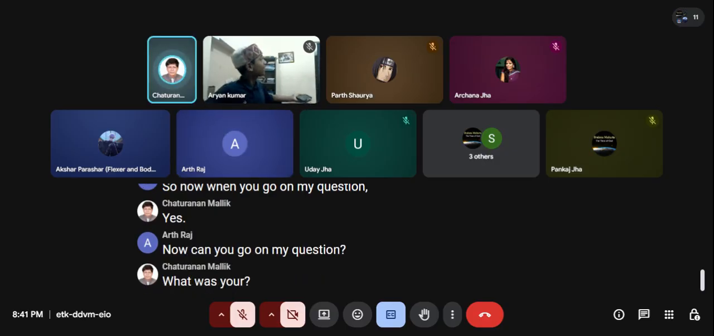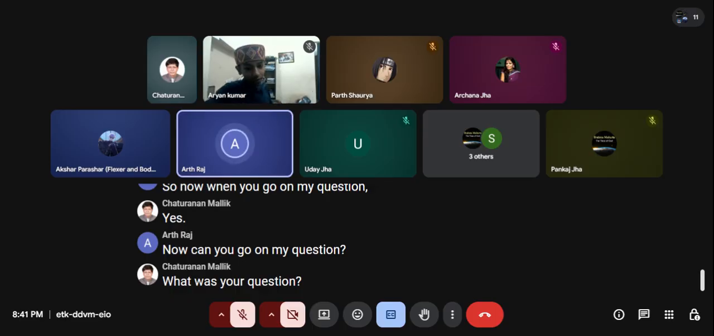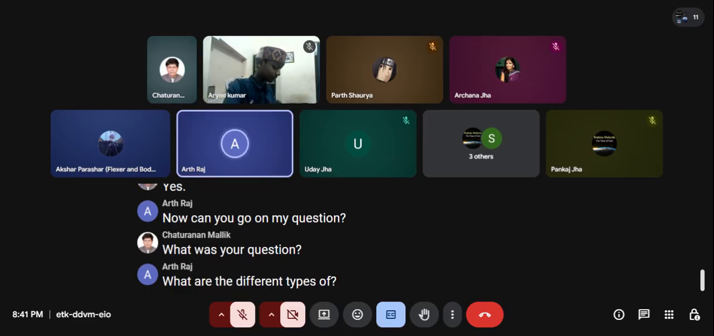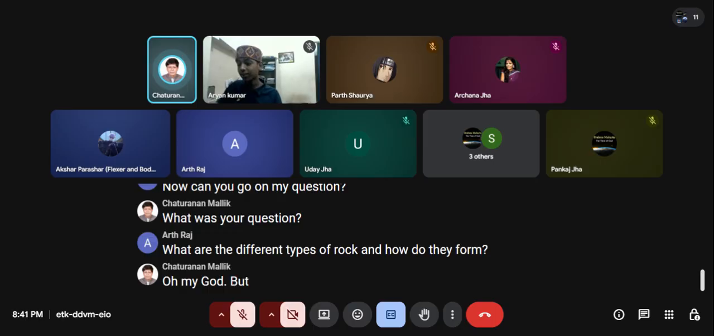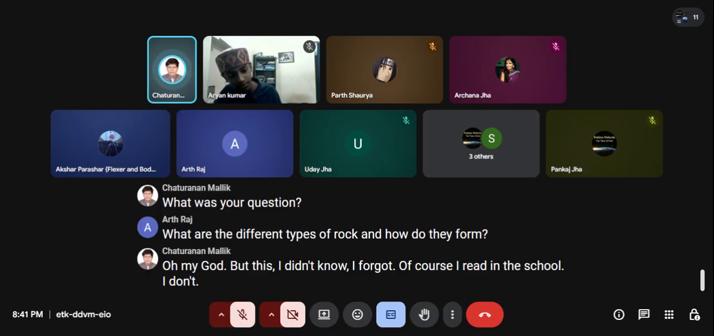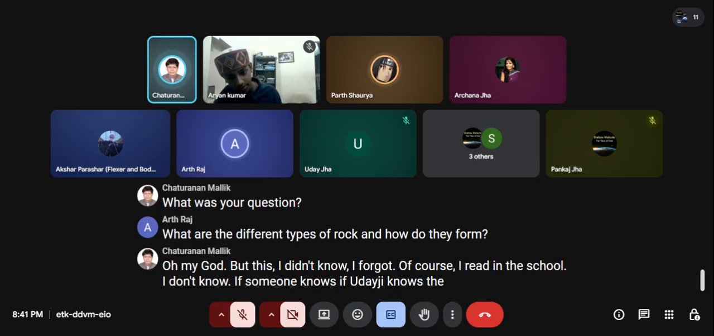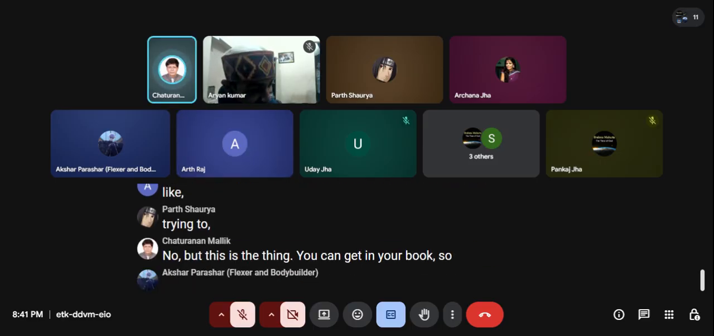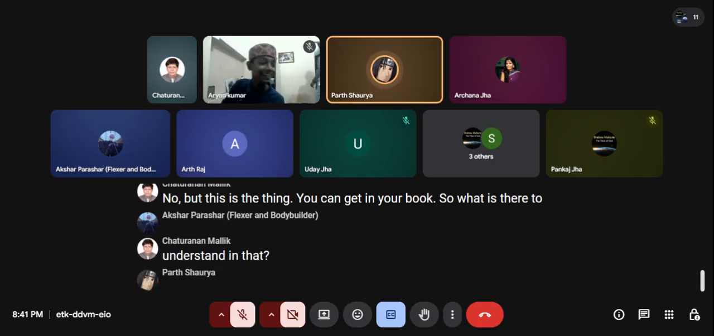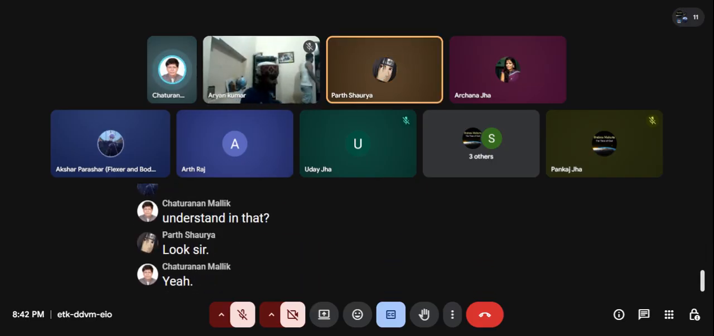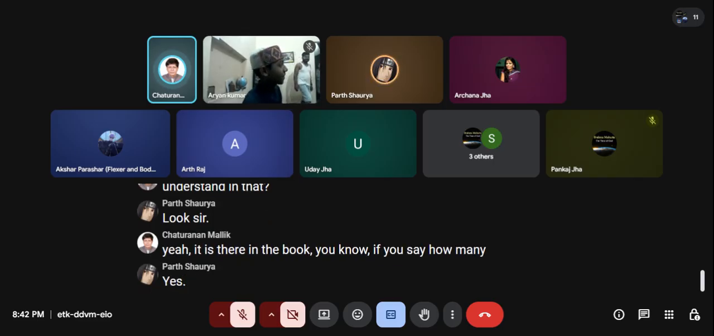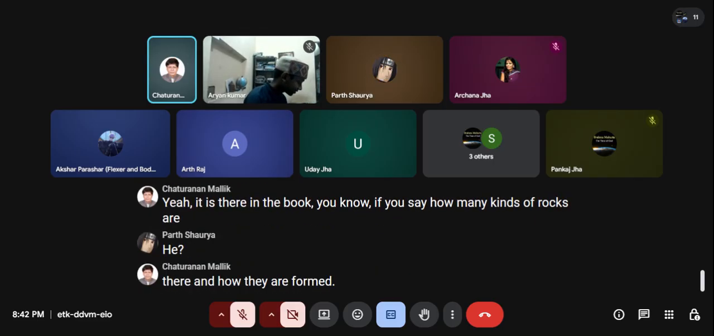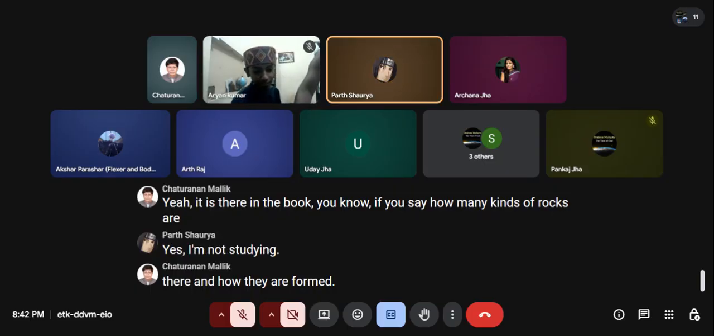Acha, what was your question? What are the different types of rock and how do they form? Oh my God, this I didn't know. I forgot, of course I read it in school. I don't know if someone knows. Maybe Parth or Uday Chowdhury knows. No, but this is a thing you can get in your book. It is there in the book, how many kinds of rocks there are and how they are formed. Not studying, sir.